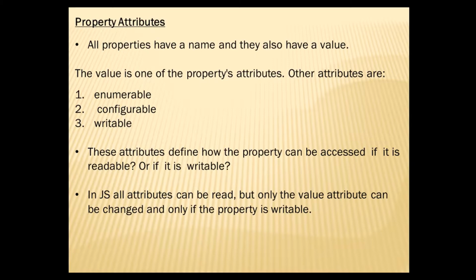Property attributes. All properties have a name and they also have a value. The value is one of the property's attributes. Other attributes are one, enumerable, two, configurable, and three, writable. These attributes define how the property can be accessed, whether it is readable or writable. In JavaScript all attributes can be read, but only the value attribute can be changed, and only if the property is writable.